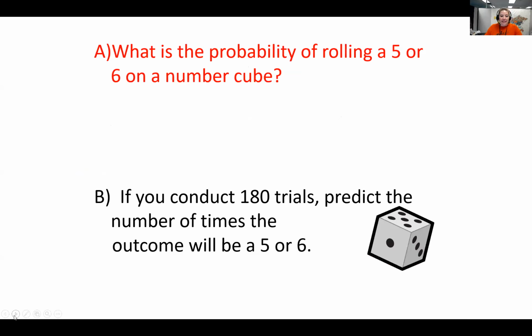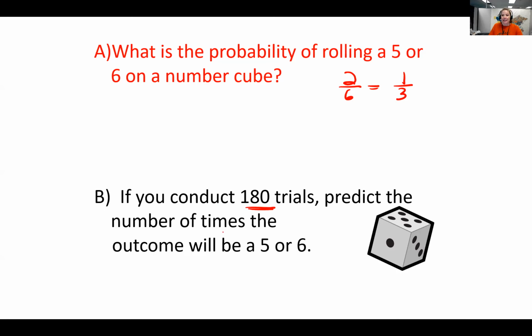All right, what about this next one, letter A? What is the probability of rolling a 5 or 6 on a number cube? Well, a 5 or 6. So 2 sides on a number cube is a 5 or 6 out of 6, which is the same thing as 1/3. So if we conduct 180 trials, predict the number of times.